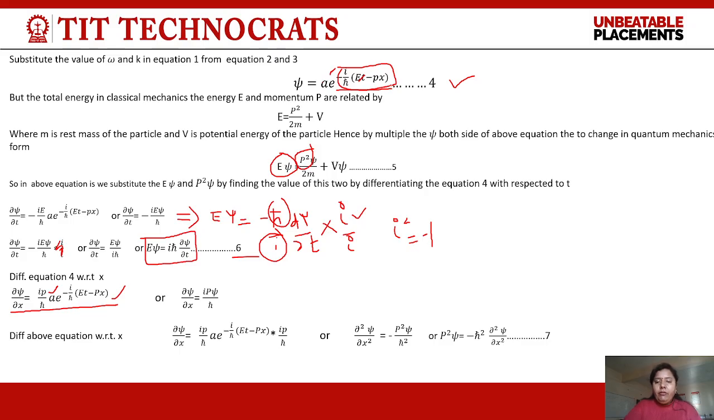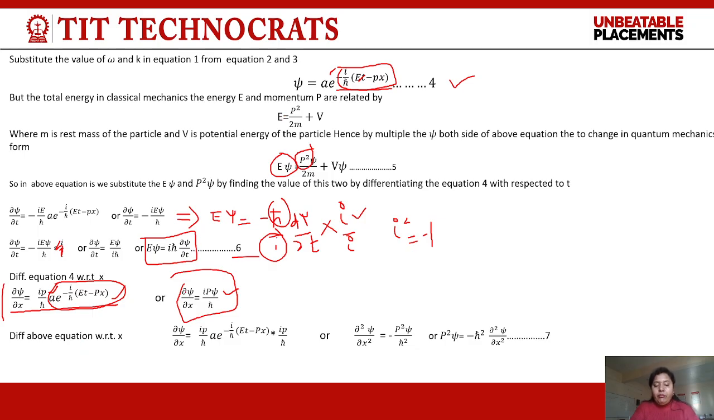So when I am differentiating i h cut px, what I will get is i p upon h cut. So after differentiating psi with respect to x, I will get this. Now again see here, this value a e raised to power i h cut (Et minus px) is again looking like a psi. So I substitute psi here instead of this value. So this is my value for del psi by del x. But I need the value of p square, not p.